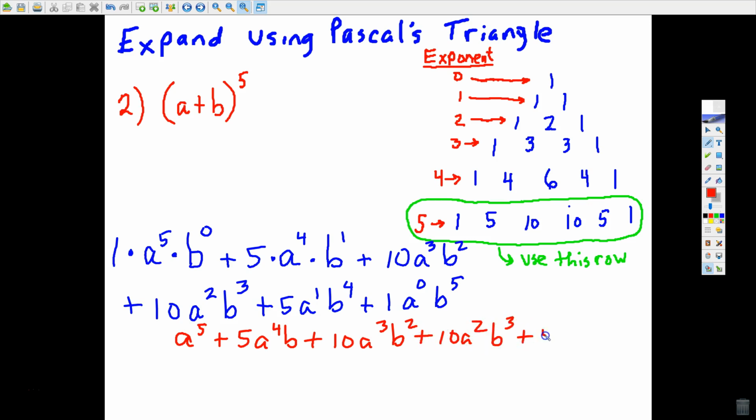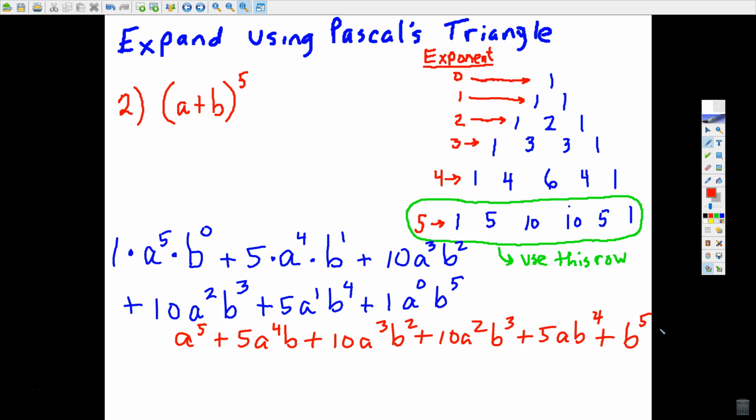And once again, Algebra 2 students probably shouldn't write exponent 1. And then when I get to this last term, 1 times b to the fifth. That's just b to the fifth. And can you imagine if we wrote a plus b down 5 times and started using FOIL and FOIL again and FOIL again, it would have taken forever, and Pascal's triangle got us there pretty fast. Okay, so there's an example of how to use the triangle to expand any binomial.